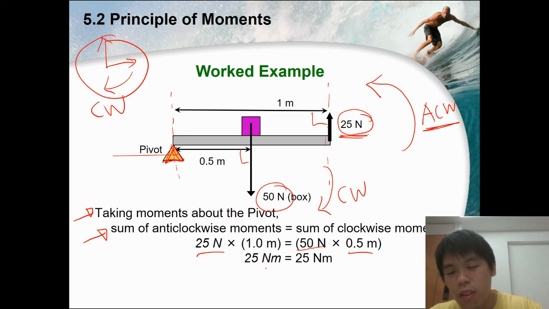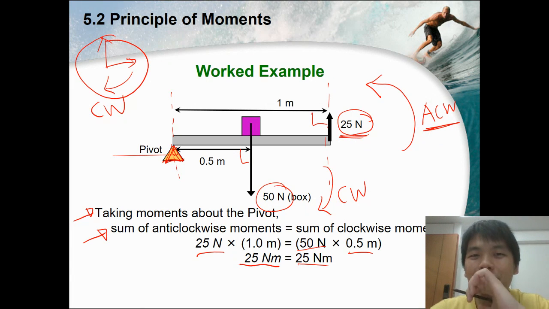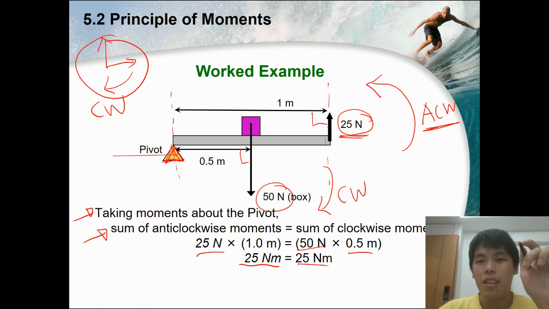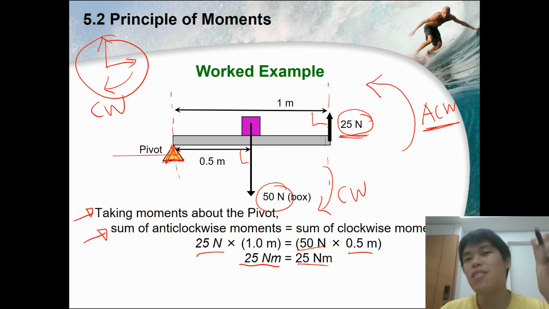You calculate both of them and you realize that the moment for the anti-clockwise is 25 Newton meter, and the moment for the clockwise is 25 Newton meter. What does it mean? Yes, this system is balanced. It will not move.